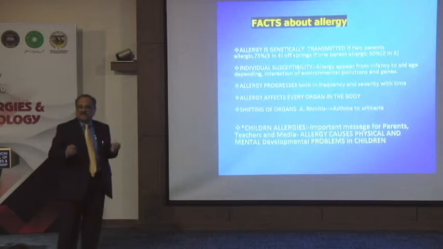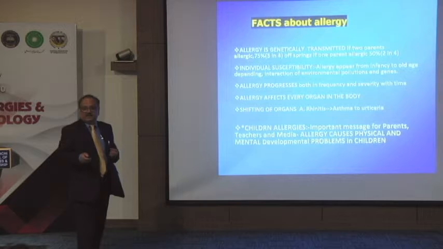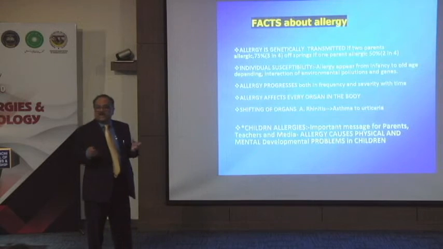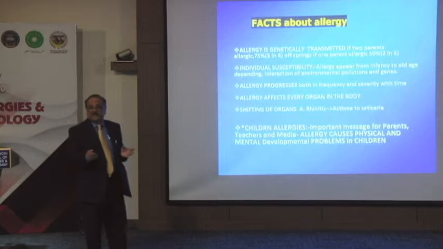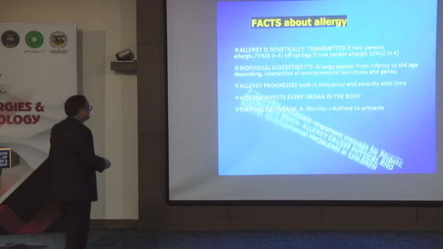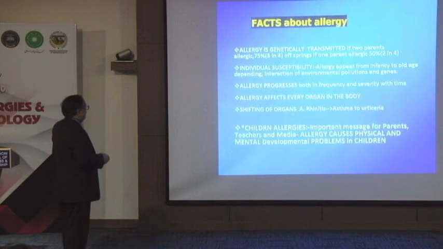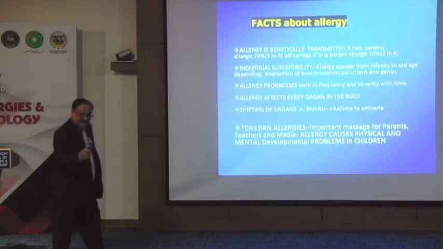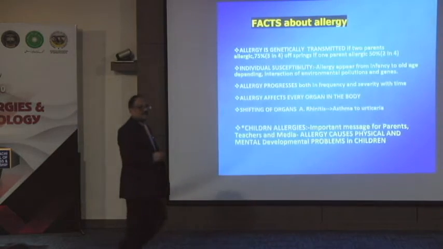This is true of urticaria, allergic rhinitis, asthma, IBS; it is true for every condition, it is a general disease. So allergy affects every organ in the body. I'll show the picture from head to toe. Why do I say allergy affects every system in the body?